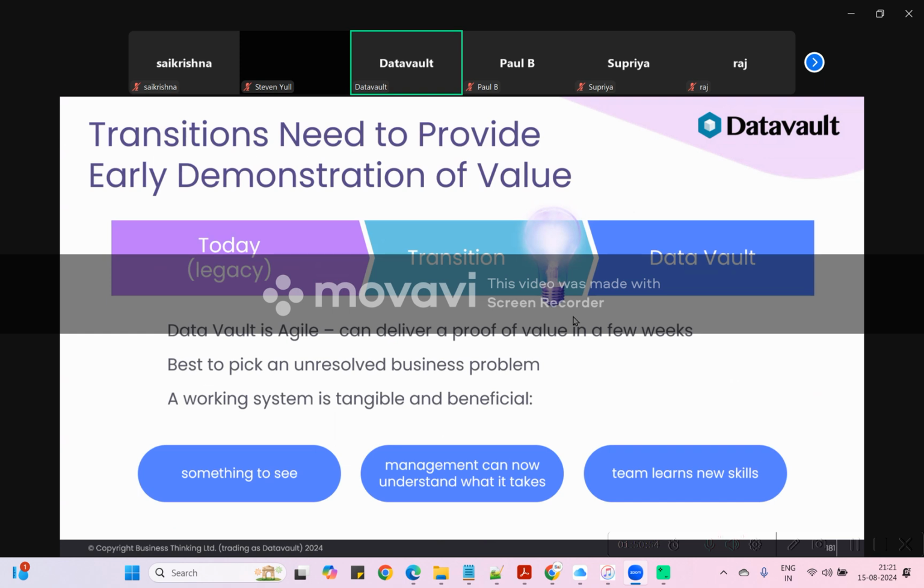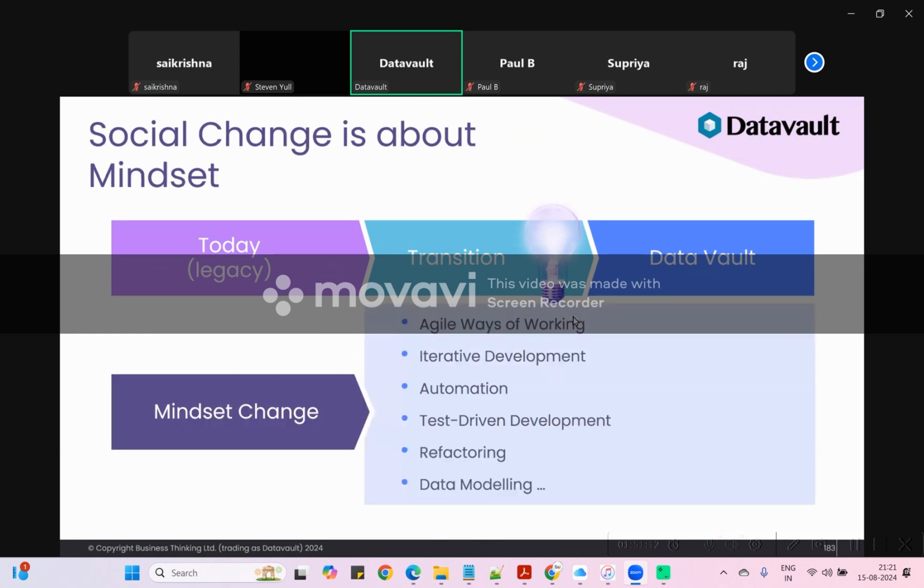And it's best to pick an unresolved business problem now, something new for the business, so you're showing something that hasn't been done before. You need to give them something to see so that your management team can understand what it takes to build something and to help your team learn the skills necessary to continue with the delivery. And that's a mindset change needed. There's a lot of new things that need to be adopted by the team. You've got to learn agile ways of working, understand what iterative development is, understand the automation processes, test-driven development, refactoring, and so on. So quite a bit of change involved in there.